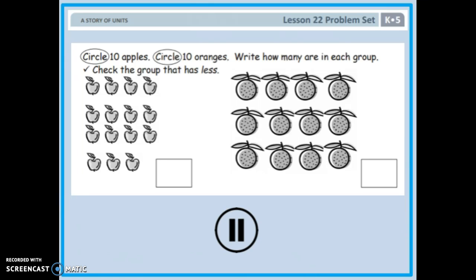For this page, you are going to circle 10 apples. Go ahead, I'll wait. Circle 10 apples. Now come over to the oranges and circle 10 oranges. Now look at the leftovers. You have 10 and some more. Write that number here, please.